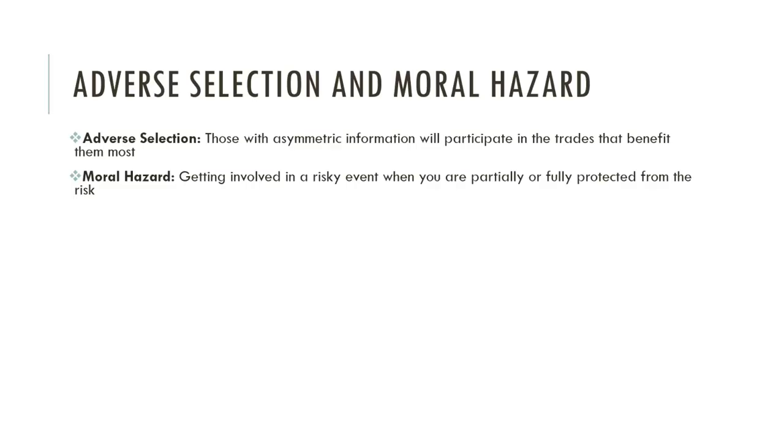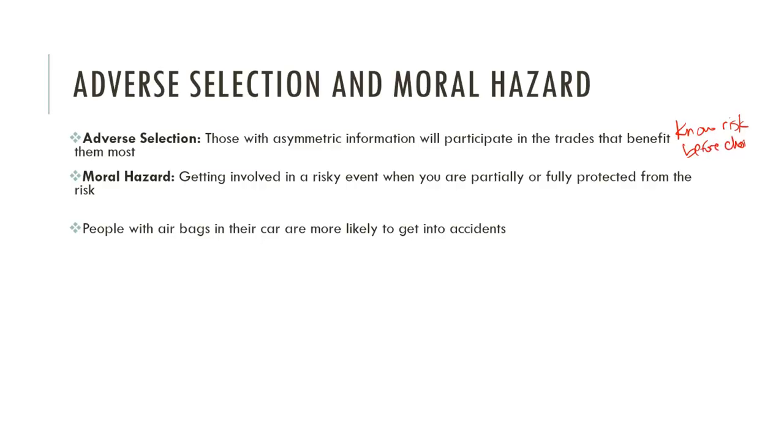The idea here is that you know the level of risk and therefore adjust your behavior. It's easy to get these confused because they are similar ideas and they both can apply to the same scenario. Adverse selection, think about this as you know the risk before the choice. And moral hazard is you make the choice after risk changes.